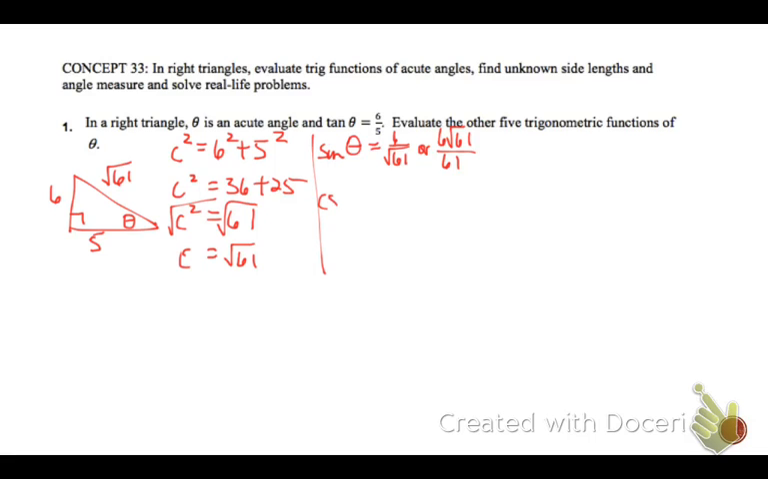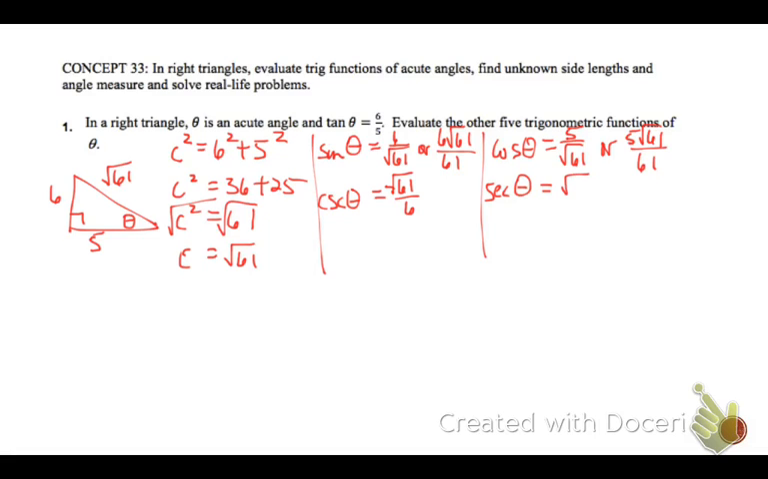Now let's go ahead and do the cosecant of theta, because that's the reciprocal function. I'm going to go back to my original and just take the reciprocal of that. So that'll be the square root of 61 over 6. Cosine of theta is the adjacent side over hypotenuse. My adjacent side is 5. Hypotenuse is still the square root of 61. So if I rationalize, that's 5 times the square root of 61 over 61. And then let's do the secant, which is the reciprocal of cosine. So I'm going to go back to my original cosine ratio, and I'm going to take the reciprocal of that.